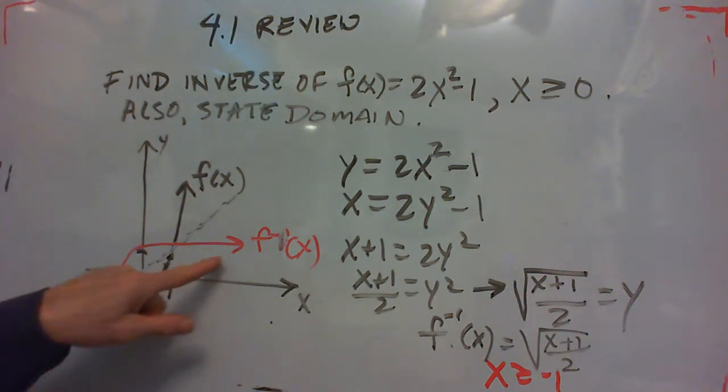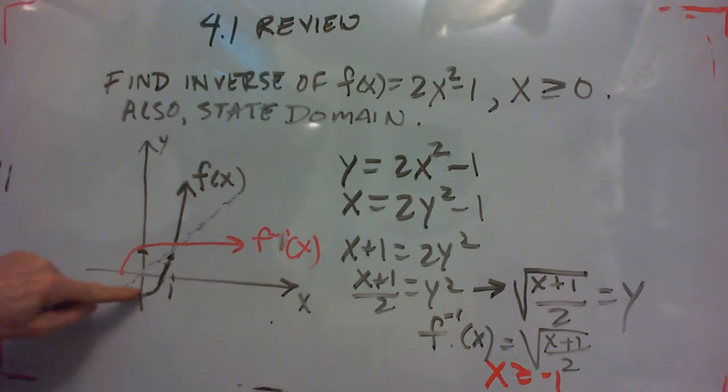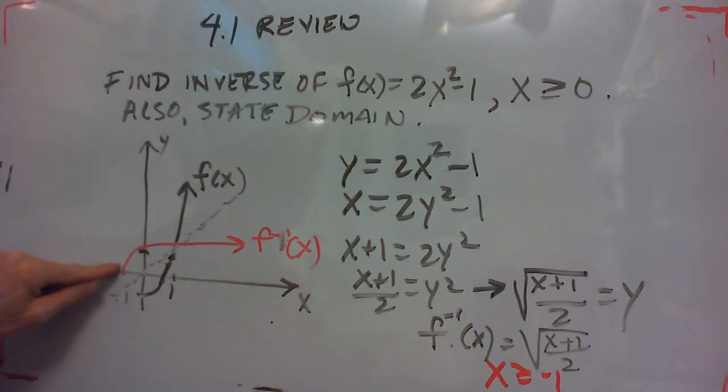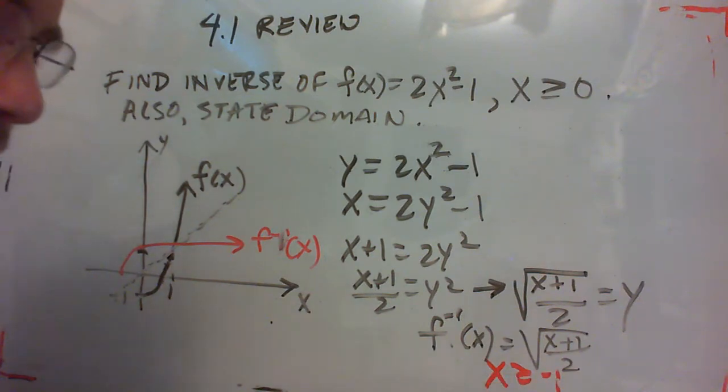The domain of the inverse is equal to the range, or the y values, of f of x. f of x starts at -1 and goes up to infinity. So the domain of the inverse starts at -1 and goes out to infinity. So that's our domain, x greater than or equal to -1.